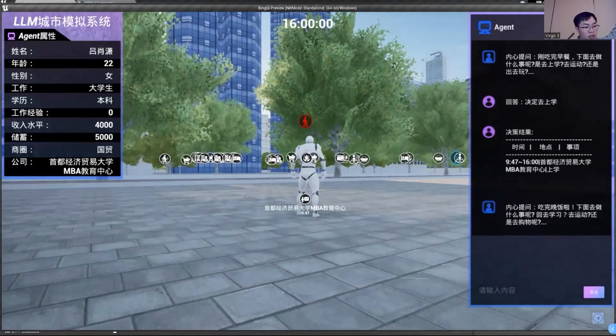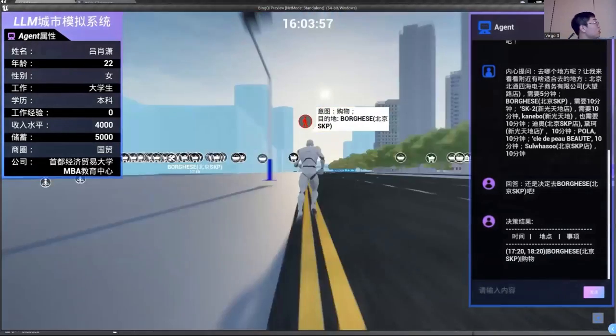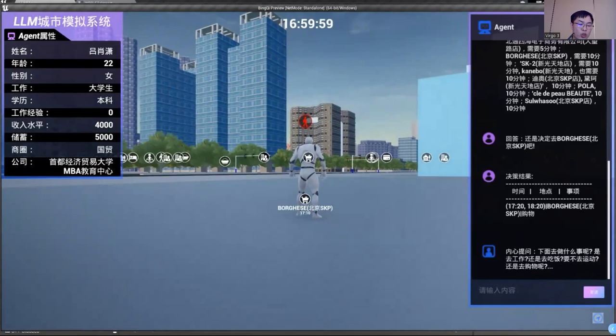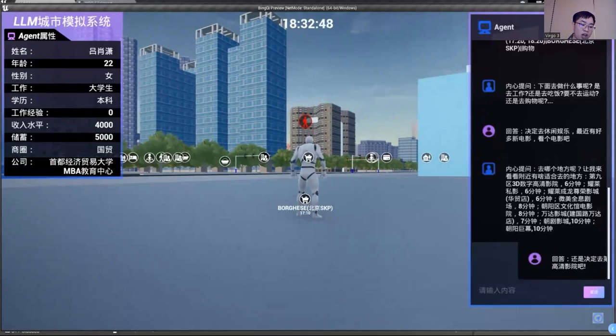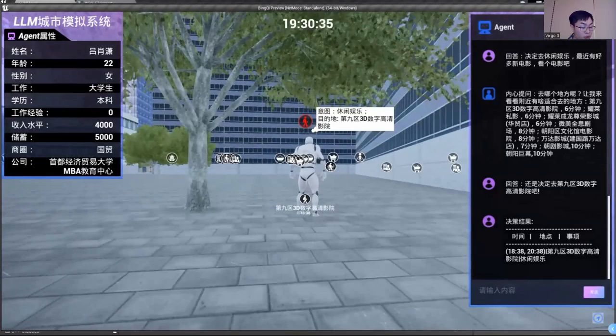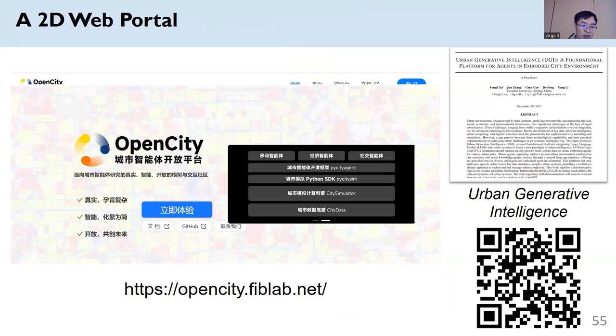On the left part is the profile of these agents, like this college student with some profile. The right console is the inner monologue, the thinking of these agents, the reasoning of the LLMs. It allows these agents to make decisions, go to different places in the city and explore. Here we show the life trajectory, or daily movements, we simulate for different profiles with our platform: college students, white collar workers, and also retired persons.